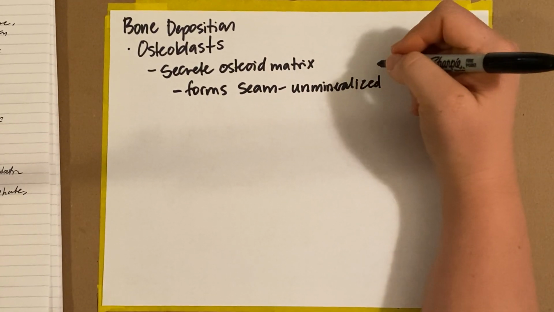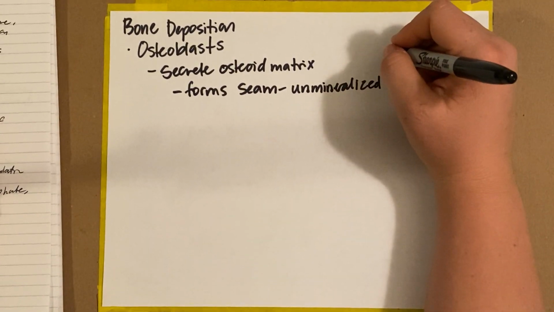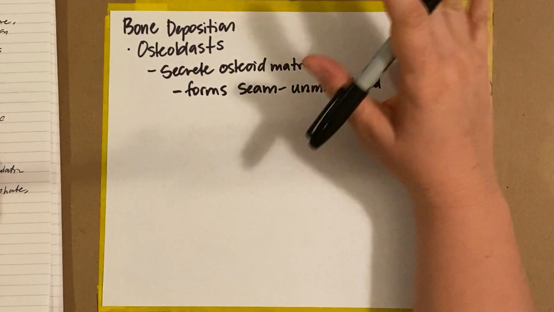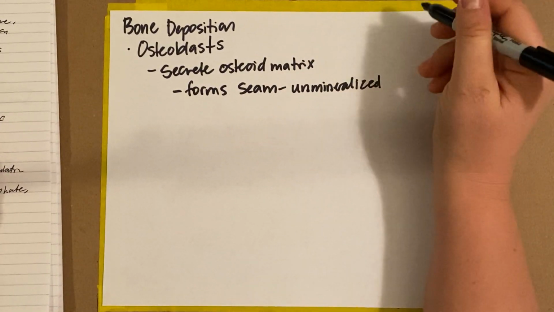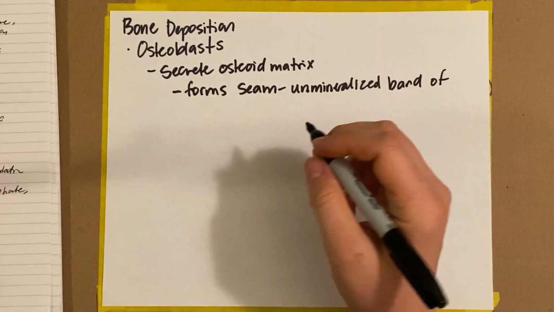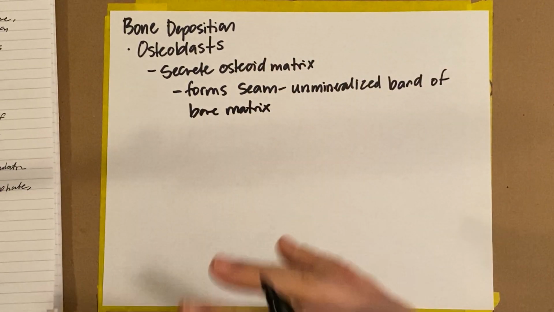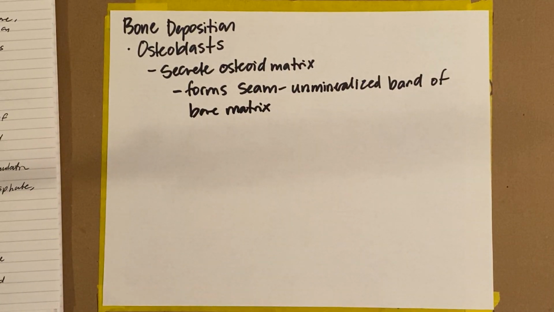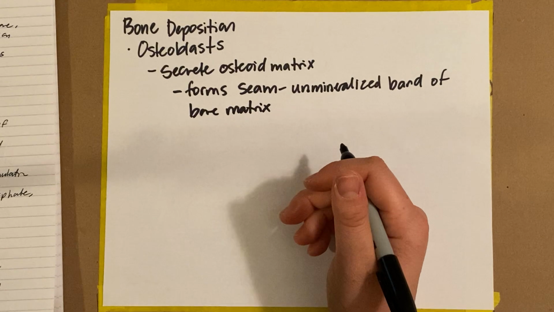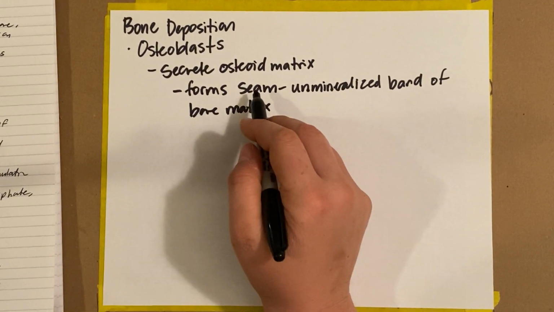Okay, so again, this is like the first step of putting down the bone matrix, but it's unmineralized. So it's going to be different from the bone that's around there that has been mineralized. And so we have this unmineralized band of bone matrix. Okay, and so now we're going to talk about how we actually get the calcium and the phosphate to come in here and calcify this. Okay, so it's separated from the other calcified bone.